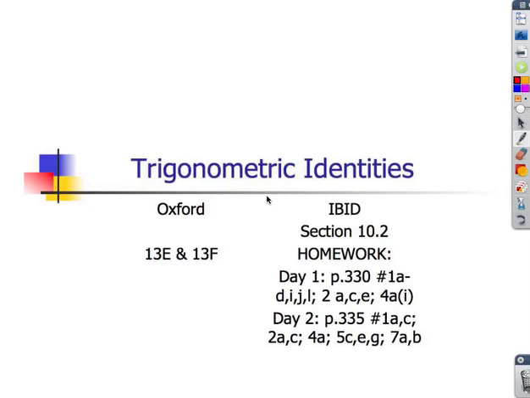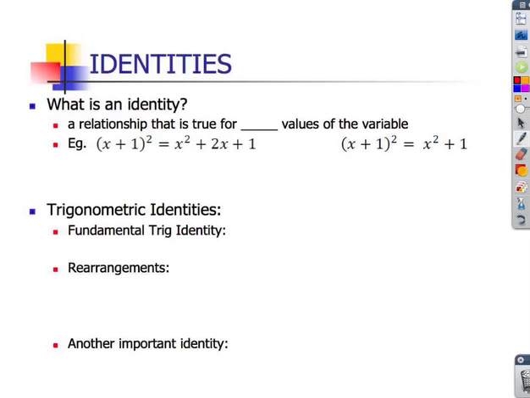All right, for those who missed it, here's your lesson on trigonometric identities. So here we go. The assignment here is on the first slide. First of all, just understanding what identities are. An identity is something that is true, or a relationship that's true, for all values of the variable.